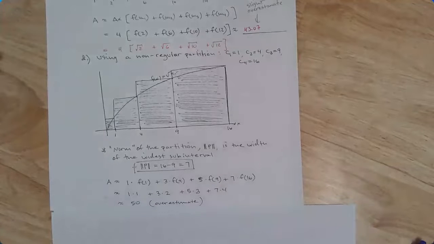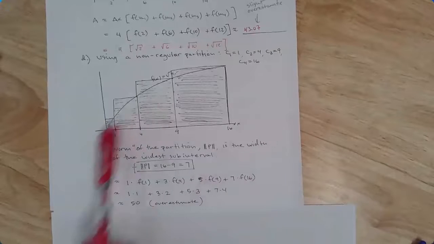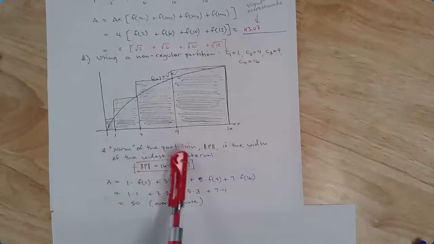Does using non-regular partitions make it more accurate depending on the concavity? You had me at no until you said concavity, and then I don't know. The reason for using a non-regular partition often is to make the values that we're plugging in easier. That's why you would make this choice here, because these values are easy to plug into the square root function and get nice values out. But it's still definitely giving us an overestimate.